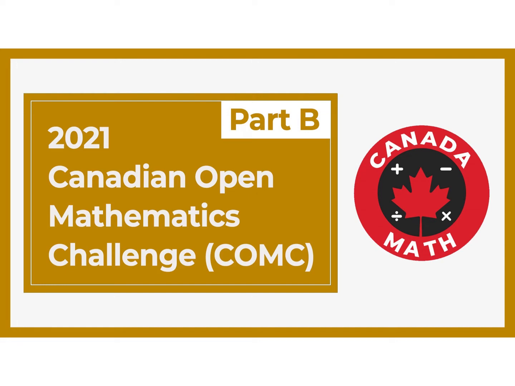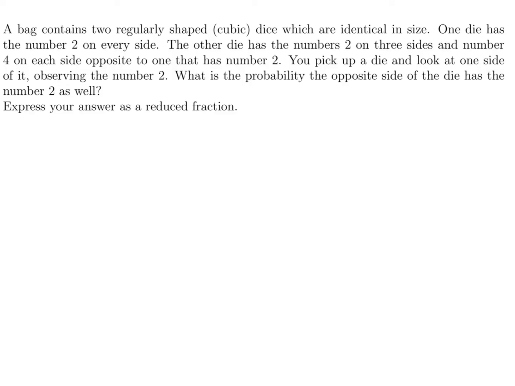2021 Canadian Open Mathematics Challenge, Part B. A bag contains two regularly shaped cubic dice which are identical in size. One die has the number 2 on every side. The other die has the numbers 2 on 3 sides and the number 4 on each side opposite to one that has number 2. You pick up a die and look at one side of it, observing the number 2. What is the probability that the opposite side of the die has the number 2 as well? Express your answer as a reduced fraction.